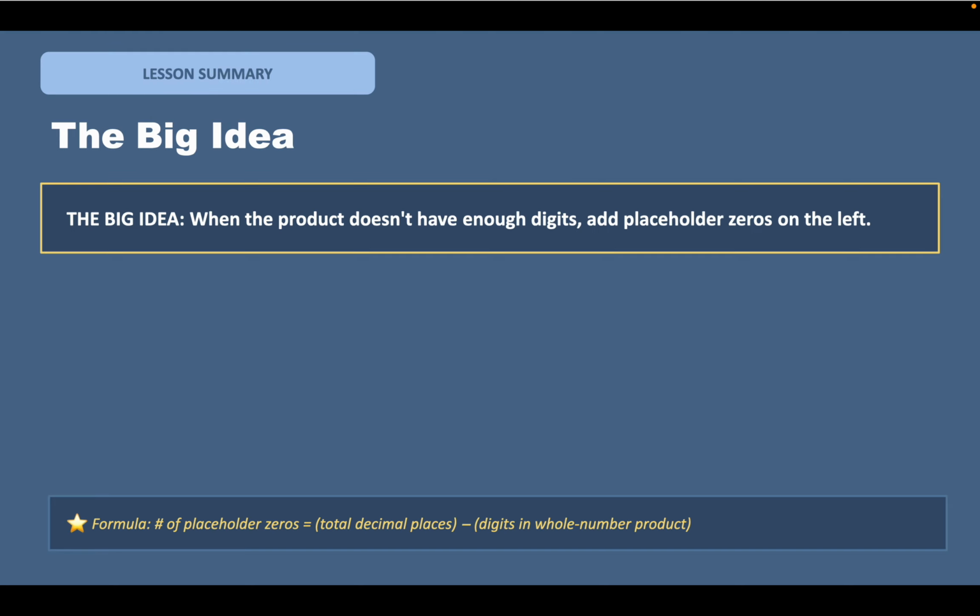Okay, so the main idea here: when your answer doesn't have enough digits, we need to add placeholder zeros on the left. And the formula for figuring out how many you need is just take the total number of decimal places that we need and subtract the number of digits that we have in our whole number answer.